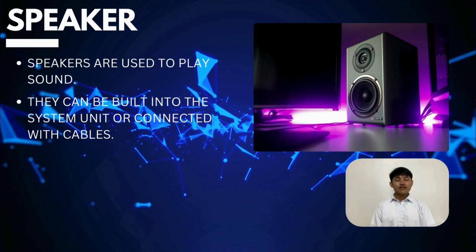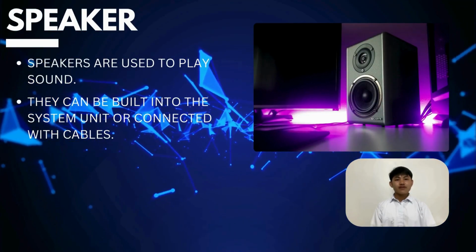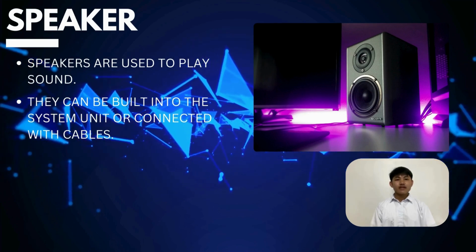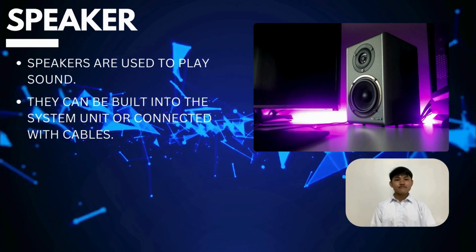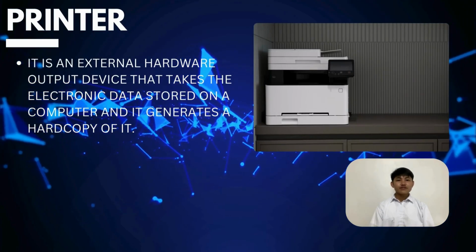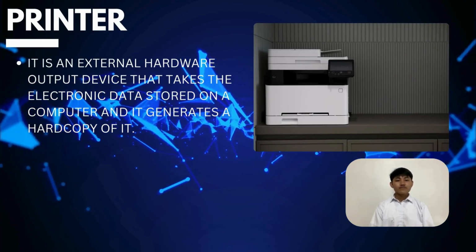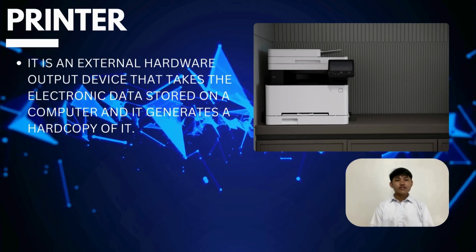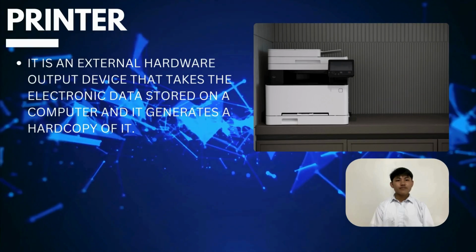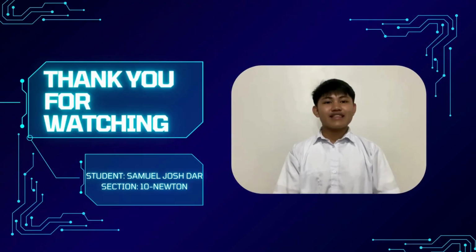Speaker. Speakers are used to play sound. They can be built into the system unit or connected with cables. Printer. Printers are external hardware output devices that take electronic data stored on a computer and generate a hard copy of it. And that is all for the basic parts of the computer.